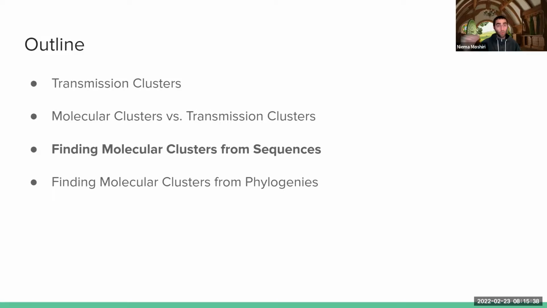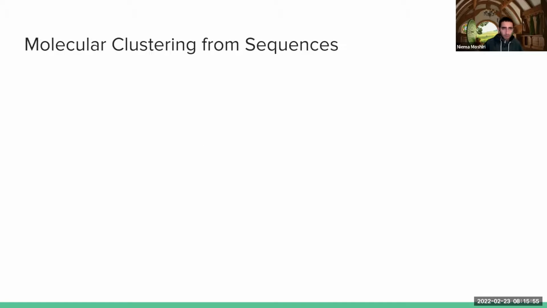And I'm going to talk about two different approaches for performing molecular clustering. One approach is directly using sequences that we collect from the patients. And the second approach that I'll talk about later is using the evolutionary history of the viruses, using the phylogenies. So first, how do we do molecular clustering directly from sequences?